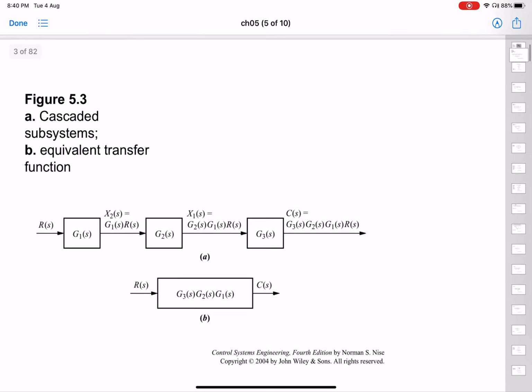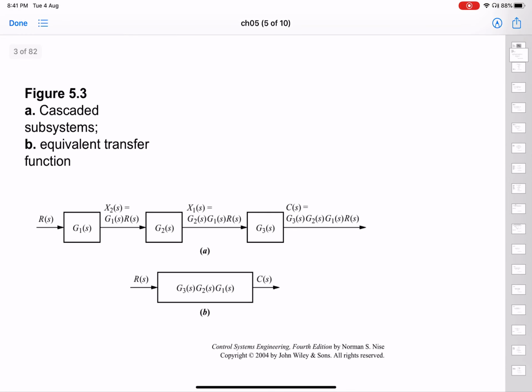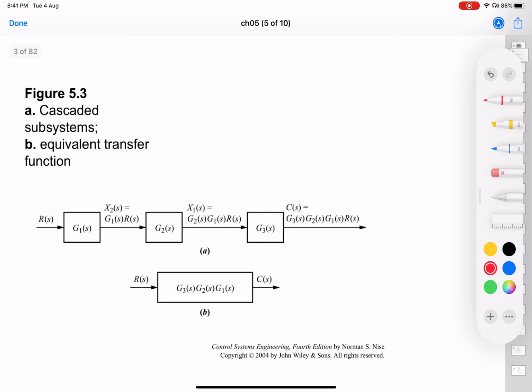So what kind of systems do you have? One simple example could be a cascaded system. A cascaded system has a number of these blocks in cascade, or series. So you have G1(s), G2(s), G3(s) in cascade. If you have something like this together, the overall transfer function is going to be the product of the three. And why is that?